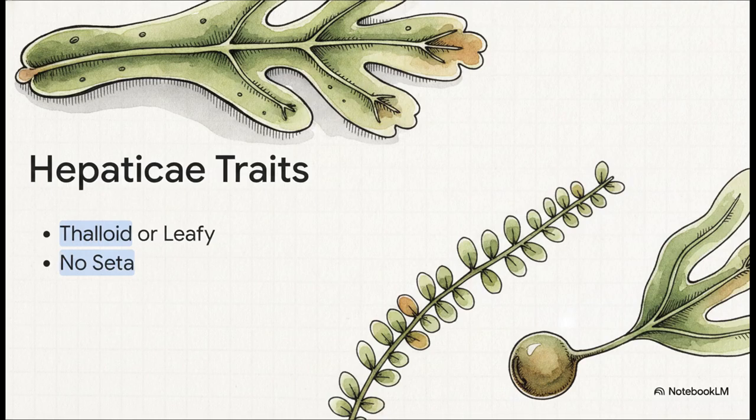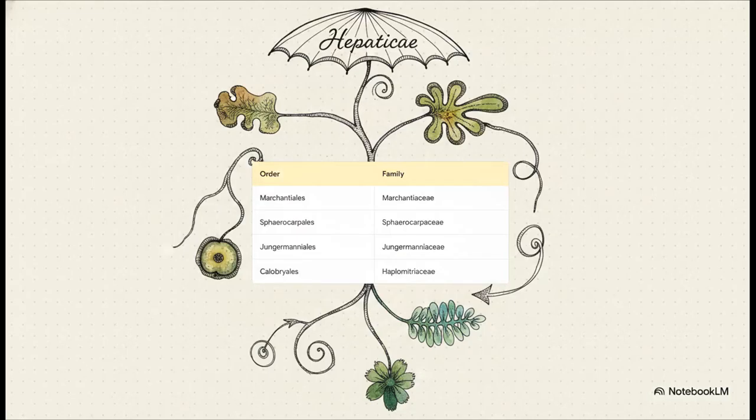Plus, Watson explicitly notes that their sporophyte often completely lacks a seta. The seta is just that little stalk that normally holds up the spore capsule, so missing it is a huge defining characteristic. So let's see how that flexibility builds out the internal structure of the liverwort class.